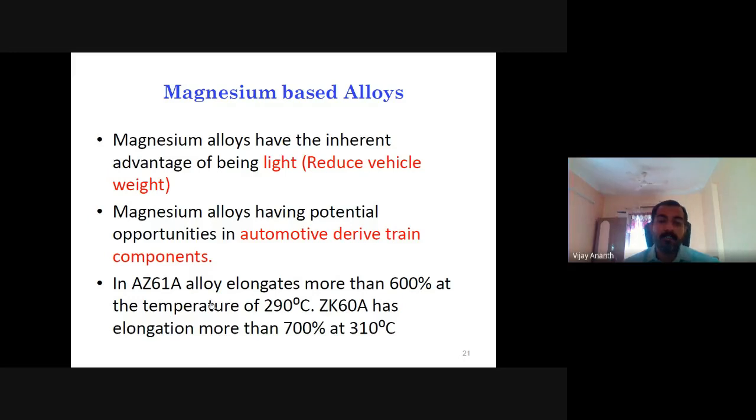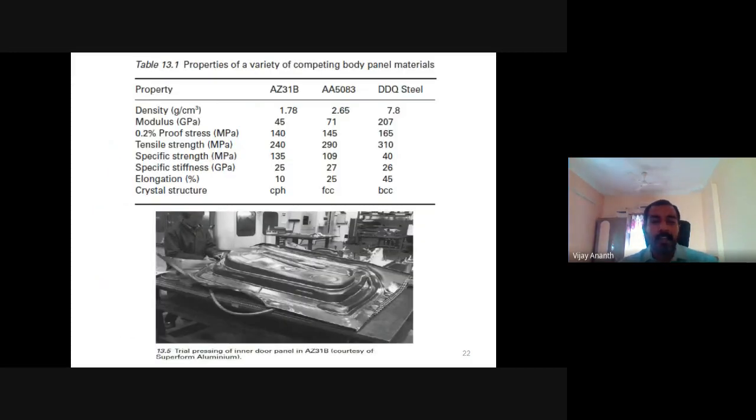Here AZ61A has 600% elongation at a lower temperature of 290 degrees centigrade, right? As well as ZK60A, having an elongation of 700% at a temperature of 310 degrees centigrade, right?